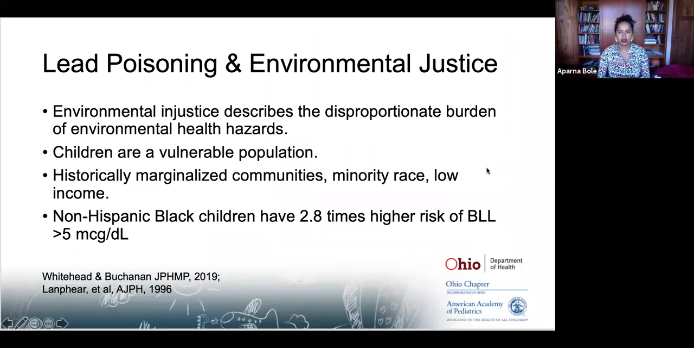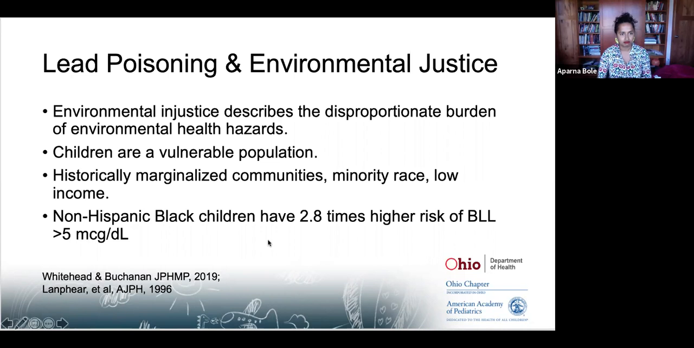Lead poisoning is a perfect example of what we call an environmental justice issue. When we talk about environmental injustice, we're talking about the disproportionate burden of environmental health hazards on different populations. Children themselves are a vulnerable population. They are uniquely vulnerable to environmental hazards of all kinds, and lead is no exception, but also historically marginalized communities, those that have been discriminated against, politically or socioeconomically marginalized. So minority communities and low-income communities are at disproportionate risk for lead exposure. In fact, non-Hispanic Black children have almost 3 times higher risk of elevated blood lead level compared to other populations. Next slide, please.